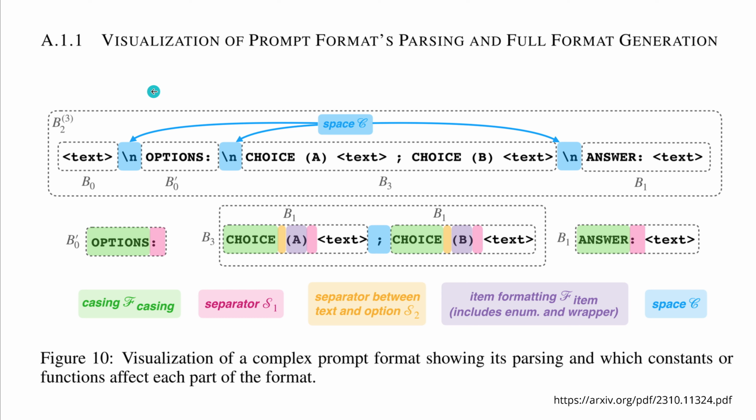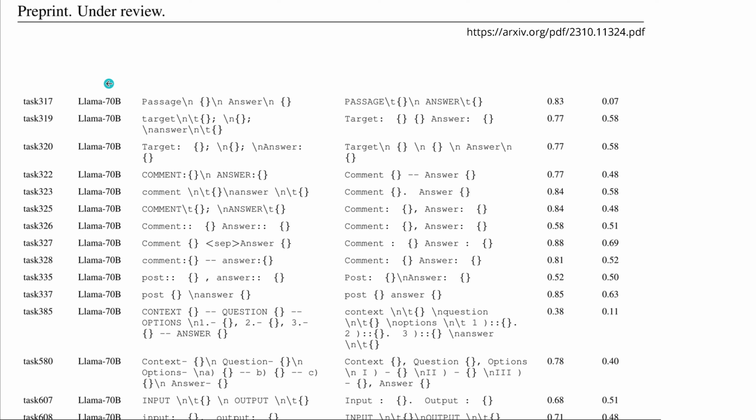Again, they looked exactly here at the different spaces, at the different separators between text and different options about the formatting. Let's have a look at the results. What is interesting, they did this for different models and it turned out we have a prompt format sensitivity for different models. You can see it here. We have a Llama 70B model, and you have two prompt formatting options. The first option is this. The second prompt formatting option is this. The performance of the first option is 83% in accuracy. The performance of the second option is 7%.